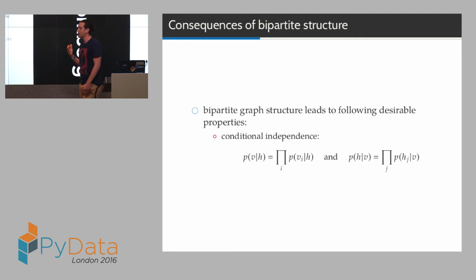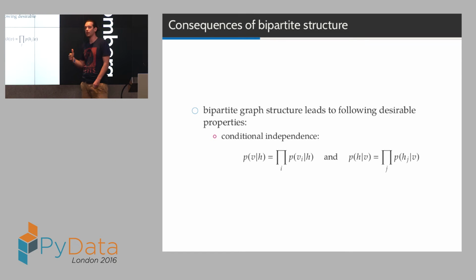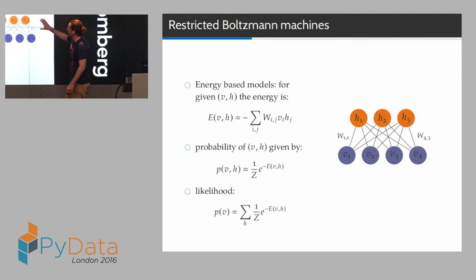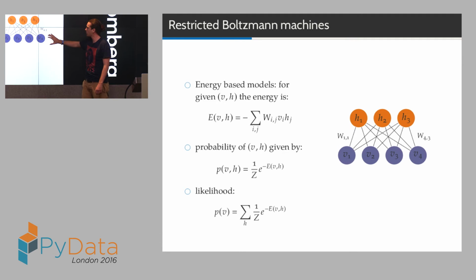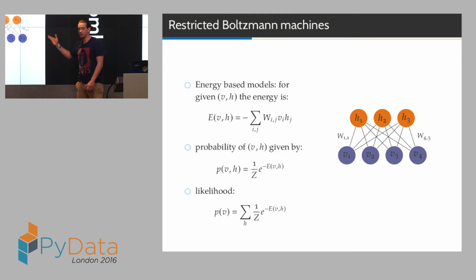So as I mentioned, this bipartite structure leads to a few desirable properties. The first of them is that the visible units or the hidden units are conditionally independent given the other units, right? So what I mean by this is given a set of hidden units, each of your visible units is conditionally independent. So if you wanted to sample your visible units given the hidden units, all you would have to do is sample each of these independently. So instead of having to sample a vector here, you just have to sample a bunch of univariate random variables. And so that makes life a lot easier. And the same is true vice versa.